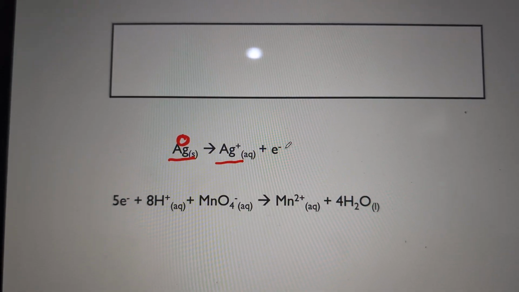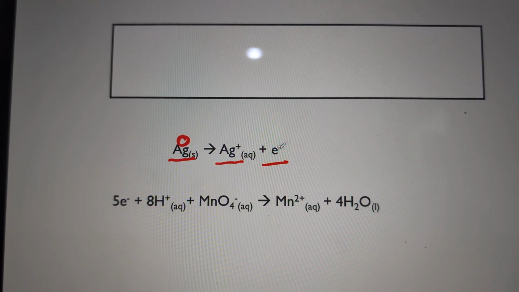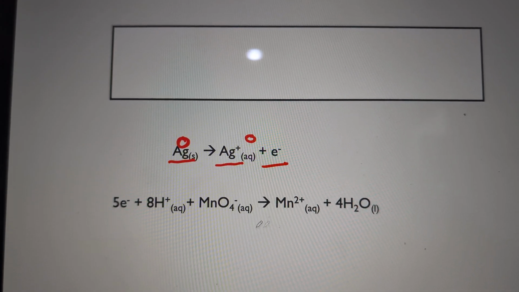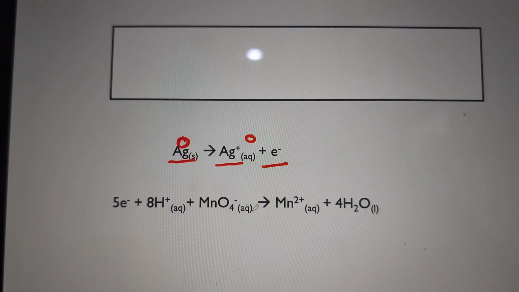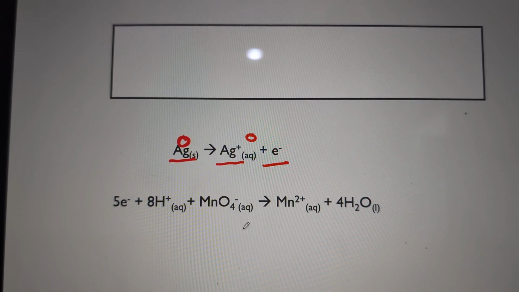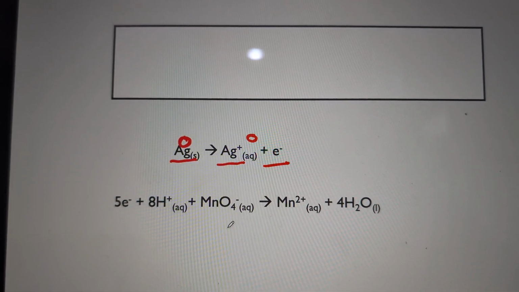And on the right-hand side, if you add in 1 electron, now you also have a net charge of 0. So that one's done. The one where we added in water and hydrogen can be a little bit more tricky. And again, it has to do with the net charge.